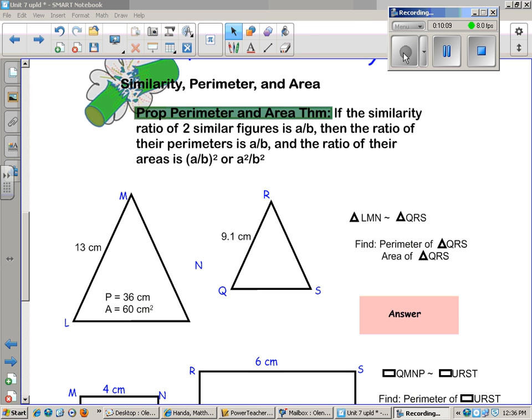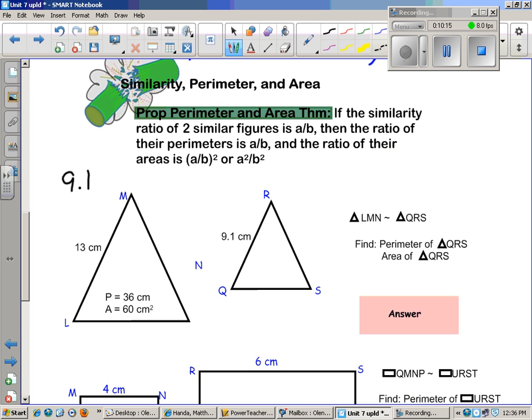All right, so I set up my proportion, or my ratio, which is 9.1 to 13, or you could do 13 to 9.1, that's fine. But this is a similarity ratio, right?